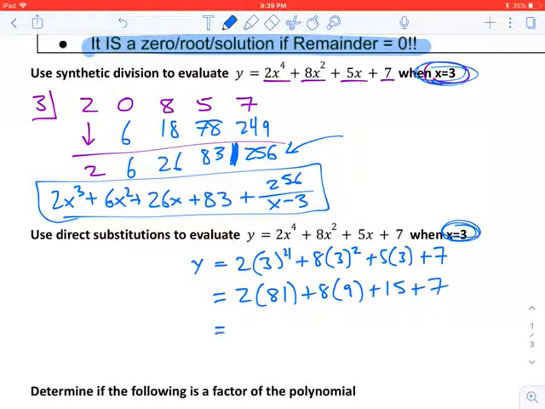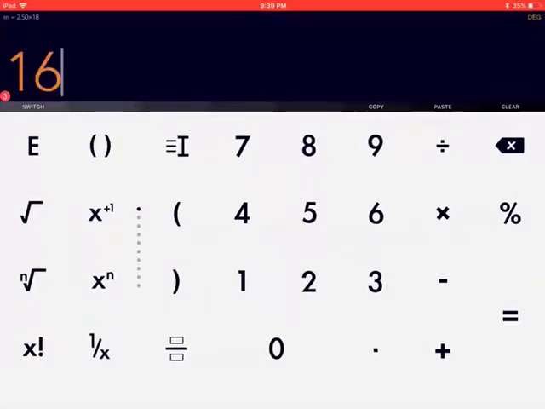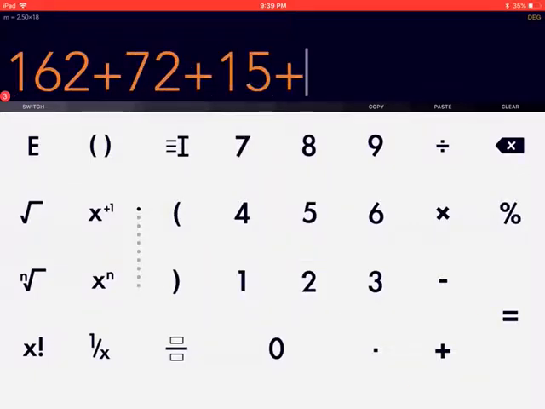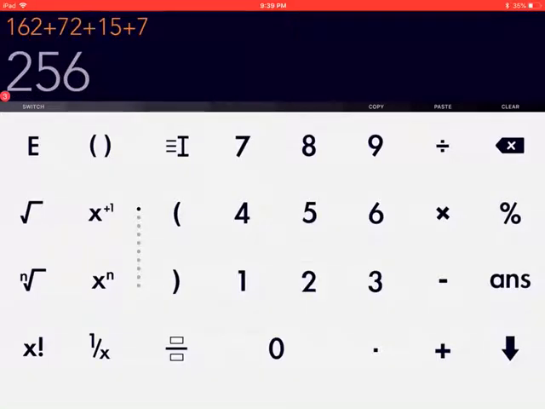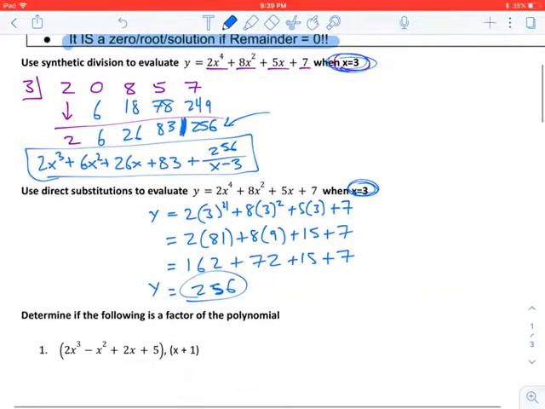So that's 2 times 81 plus 8 times 9 plus 15 plus 7. 2 times 81, that's 162. That's 72 plus 15 plus 7. And I'm going to add that in my calculator because I don't want to think too much. 162 plus 72 plus 15 plus 7. It's 256, which is what we got last time. So since that is 256 for y, x equals 3 is not a 0.